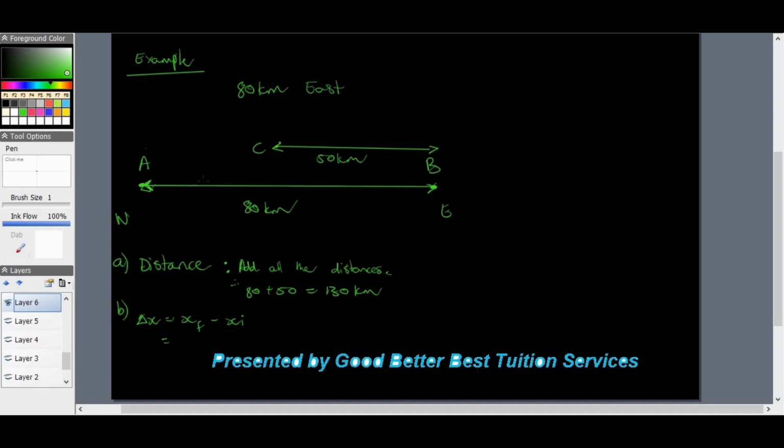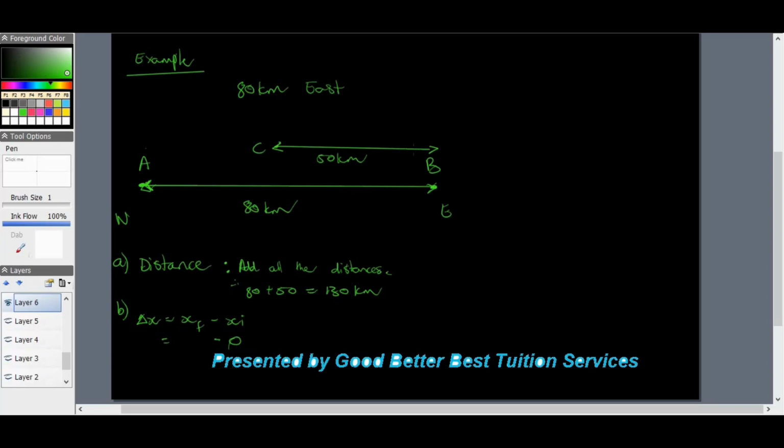Point A is at the origin, where I began my destination. So what I've got to do is find out what my final displacement is. My final displacement, which is basically 80 kilometers, or should I say rather, because A's distance was 0 kilometers, if xi represents A, I'm not moving, it's 0.